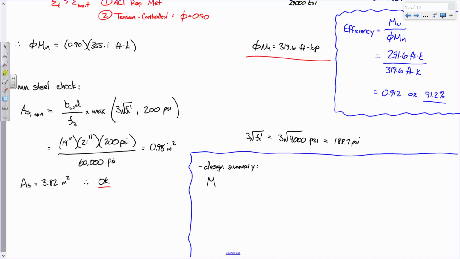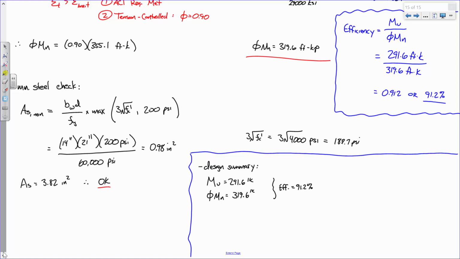So remind me, what was M_u? 291.6. What was φM_n? 399.6. So by looking at those two numbers, I can tell you the design is safe because φM_n is greater than or equal to M_u. And from those two, efficiency was 91.2%.